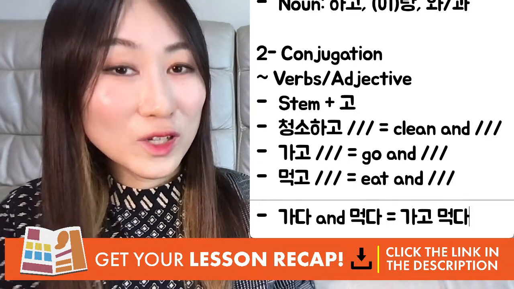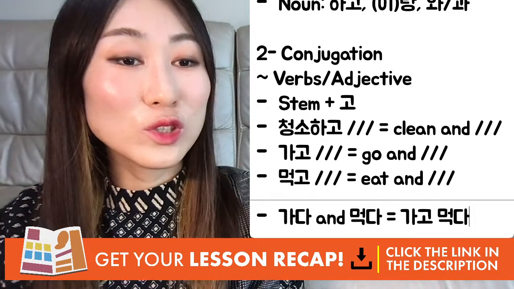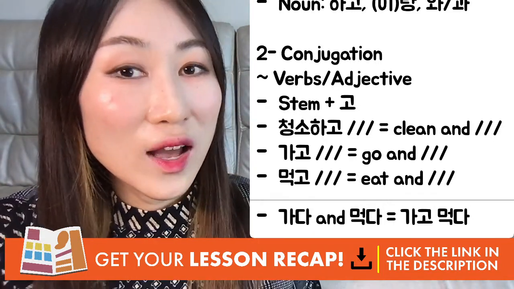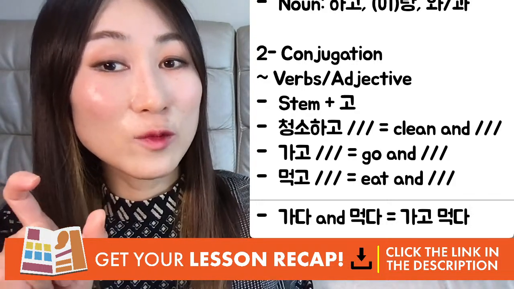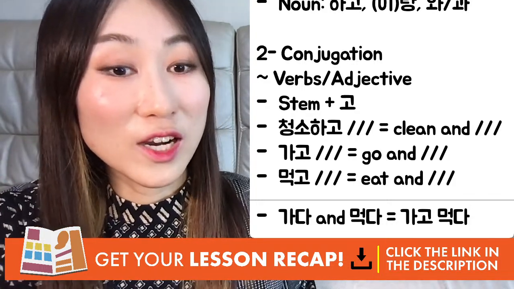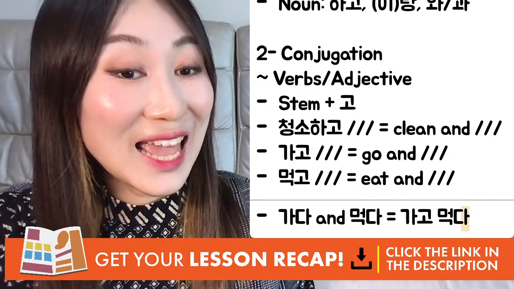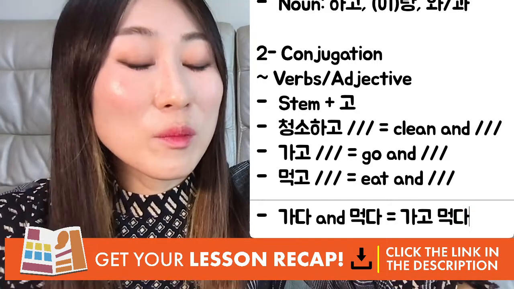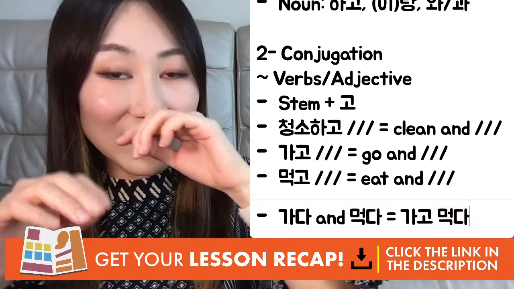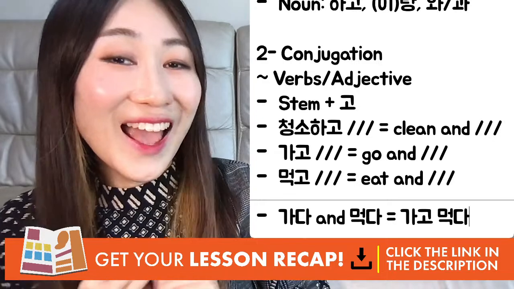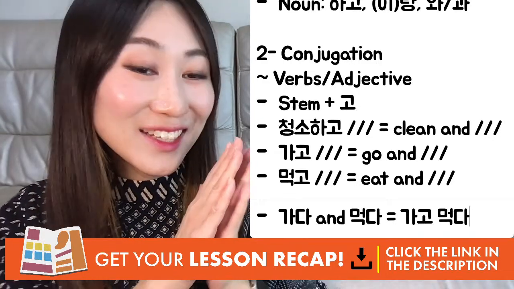So please don't forget that you put 고 after the first verb or adjective. First verb or adjective. You don't put it at the end. 가고 먹다. By the way, 먹다 is a dictionary form. So when I want to speak, like, I go and eat.